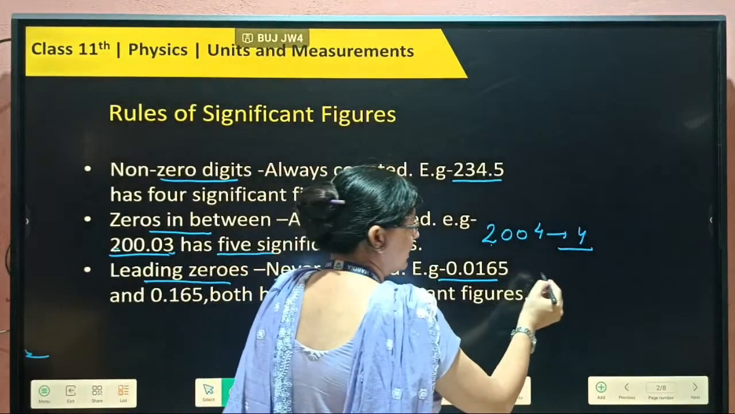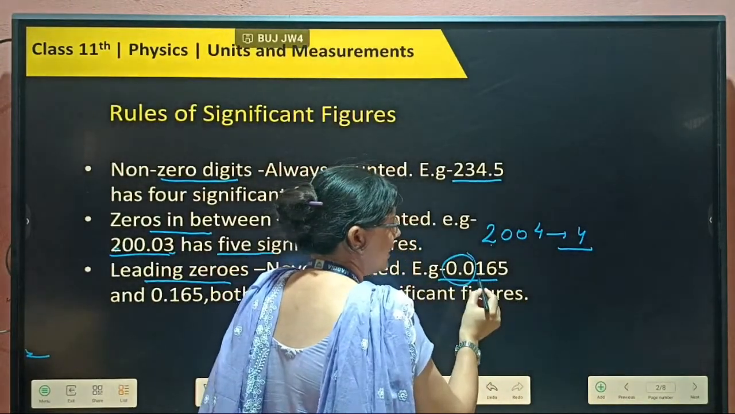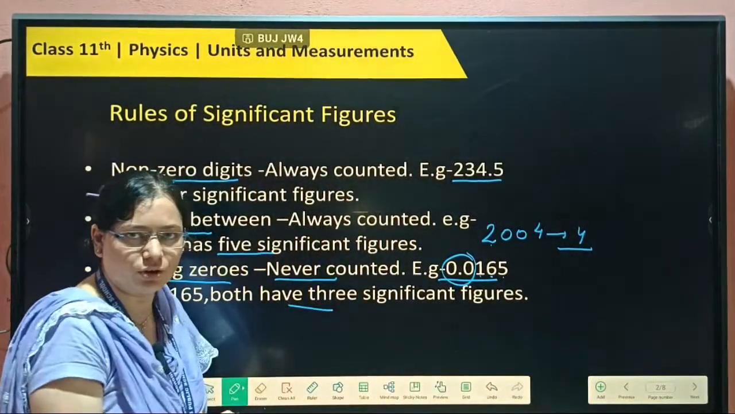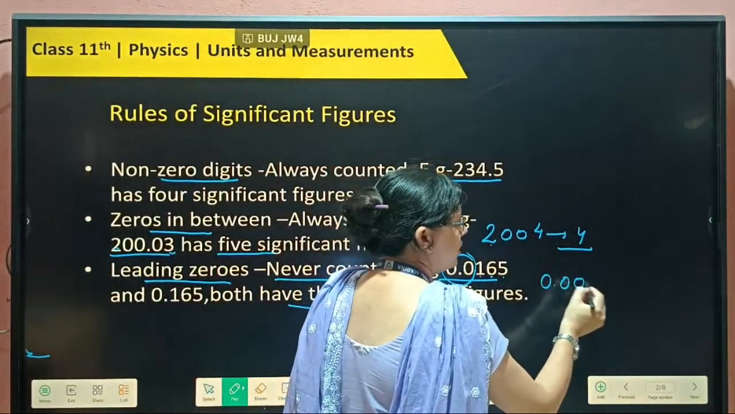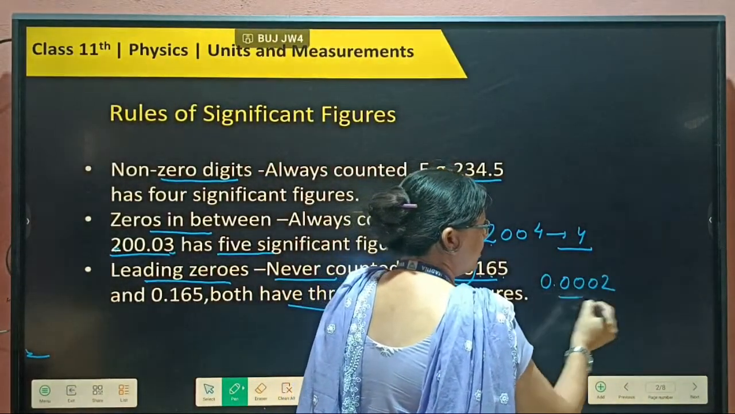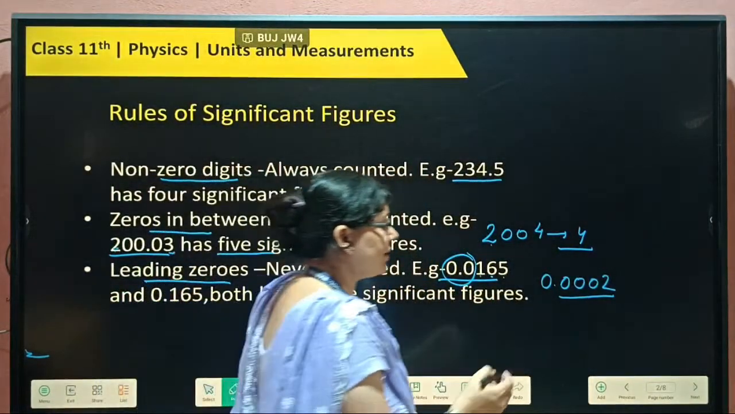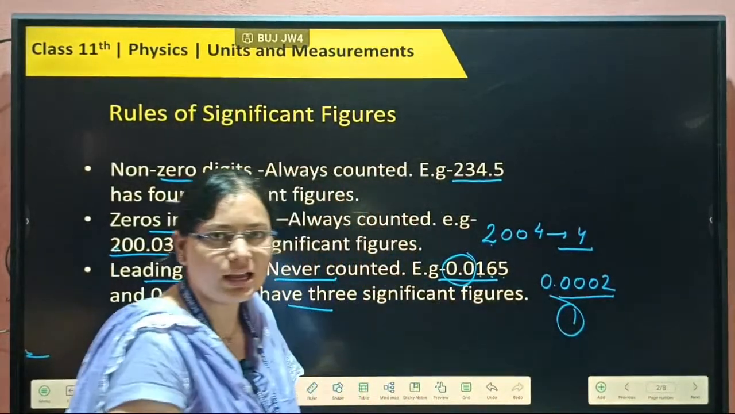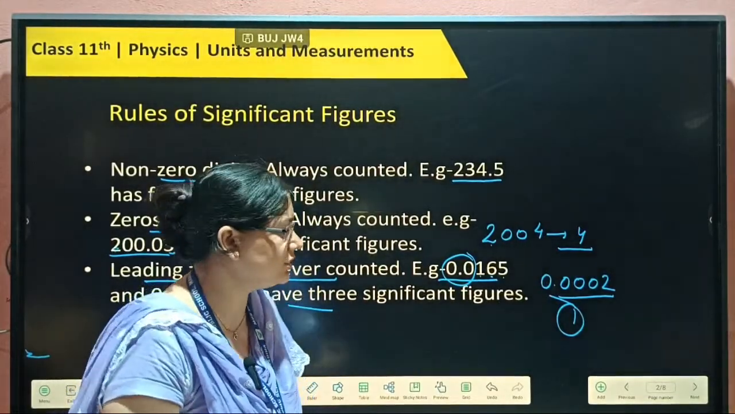So for example, here in 0.0165 we will not include the 0s, then 1, 2, 3 are the significant figures, so we take 3 only. Okay, if I am writing, for example, 0.0002, here all the 0s are on the left side, so the significant number will be 1 only. Okay, these are the rules of significant figures.